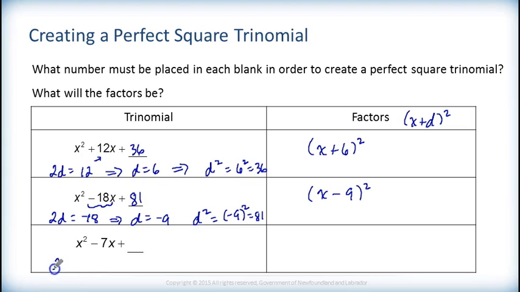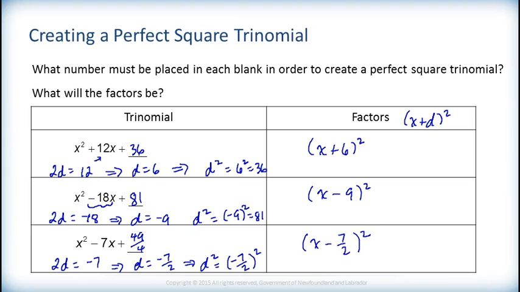For our final example, the middle term is negative 7, so we have 2d equals negative 7. That means d equals negative 7 over 2, which means d squared is equal to negative 7 over 2 squared. All we do with that is square the top and square the bottom, and we've got 49 over 4. The factors, therefore, are x minus 7 over 2 squared.